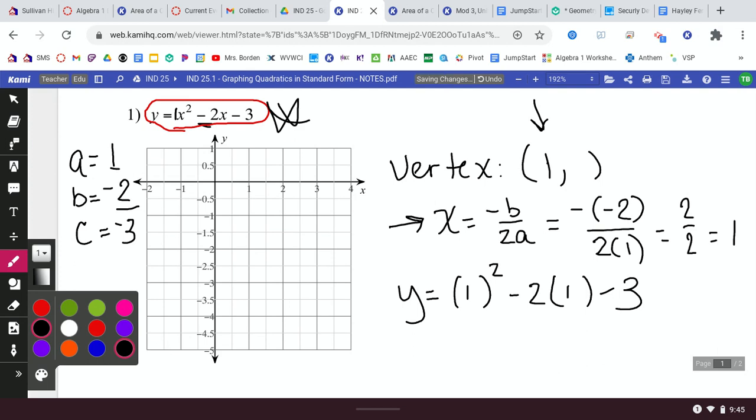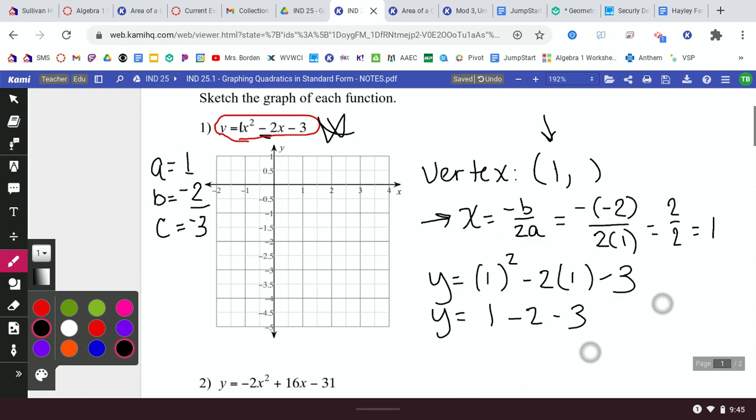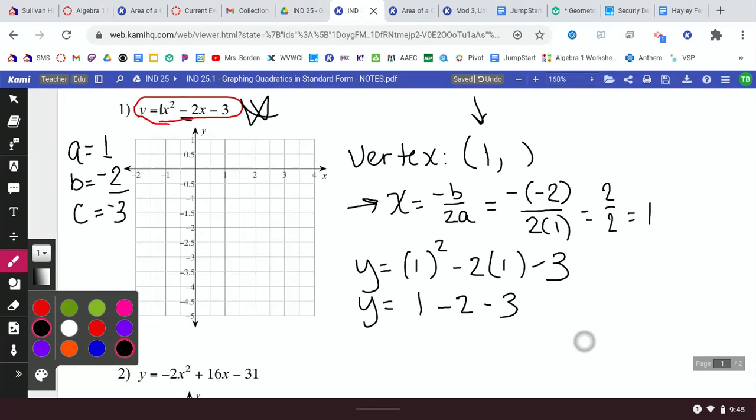And now you have to use PEMDAS, right? Parentheses, exponents, multiplication, division, addition, and subtraction last. So PEMDAS matters here, and I don't have anything inside the parentheses to simplify, so I'm going to go ahead and do the power, which is 1 squared is 1. Now I'm going to do the multiplication. Negative 2 times 1 is negative 2, and then that negative 3 I haven't dealt with yet. Now I just have a long string of addition and subtraction. So left to right, 1 minus 2 is negative 1, minus 3 is negative 4.